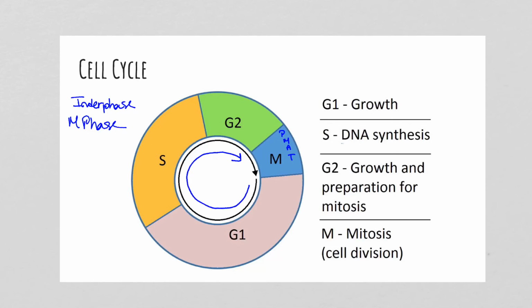All right, and again, what's going on in these phases? So in G1, we have a lot of growth going on. In S phase, which is one of the most important phases, that's DNA synthesis. That is where you duplicate your DNA in preparation for mitosis. Just a quick reminder, you do not duplicate any DNA in M phase. That does not happen at all here. All your DNA duplication occurs in S phase, way before M phase. And then finally we have G2, which is growth and preparation for mitosis.